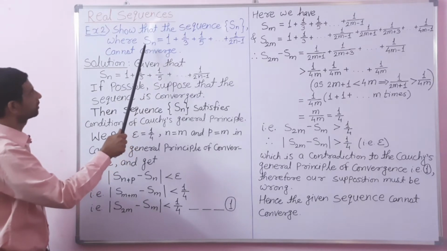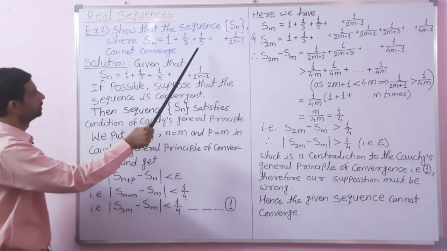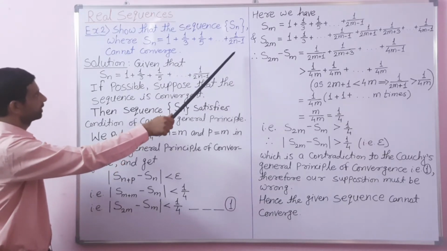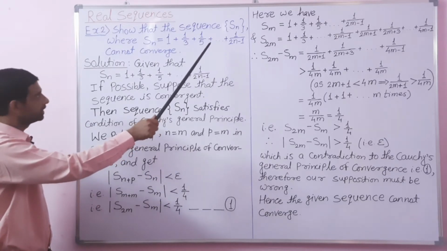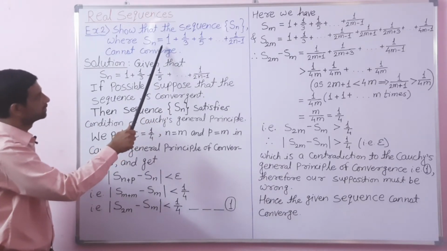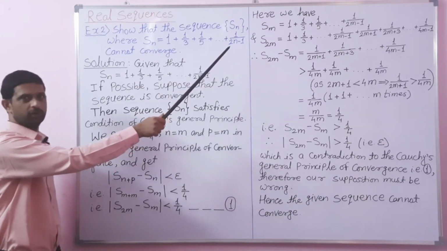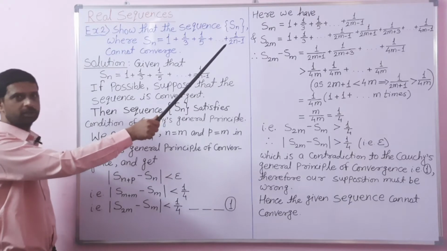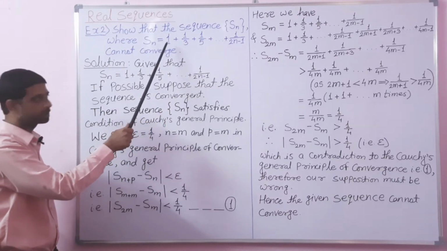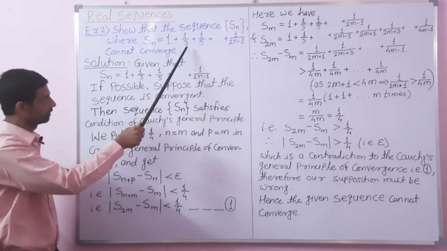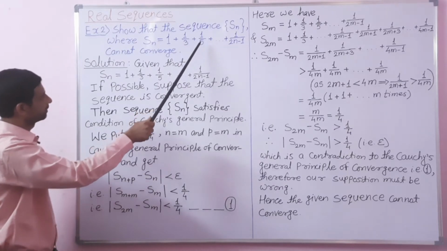Here the nth term of the sequence is given as 1 plus 1 by 3 plus 1 by 5 and so on plus 1 upon 2n minus 1, which means the nth term of the sequence is nothing but the sum of the reciprocals of the first n odd natural numbers. First odd natural number is 1, its reciprocal is 1. Second odd natural number is 3, its reciprocal is 1 by 3. Third odd natural number is 5, its reciprocal is 1 by 5.